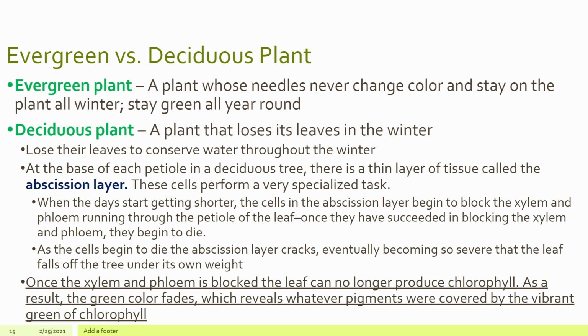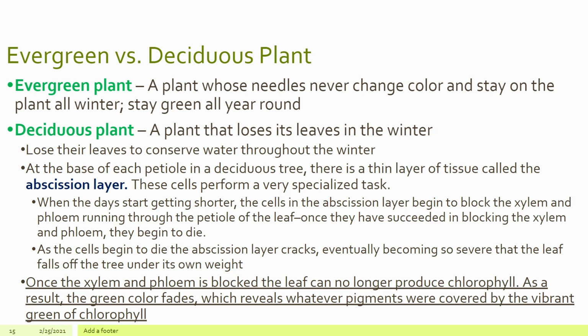layer of tissue called the abscission layer, and the cells of the abscission layer perform a specialized task. They note when the days start getting shorter, meaning winter is approaching, and that means that the cells in the abscission layer will begin to activate. They'll block xylem and phloem running through the petiole to the leaf, and once they've succeeded in blocking off essentially the nutrition routes, we'd see them begin to die. As the cells in the abscission layer of the petiole die, they crack, and that cracking becomes so severe eventually that the leaf falls off the tree under its own weight.